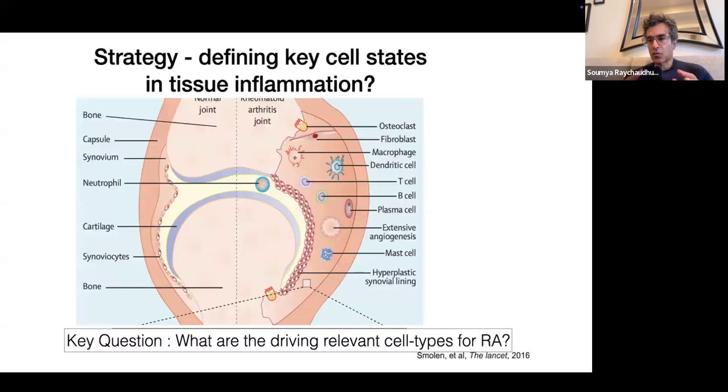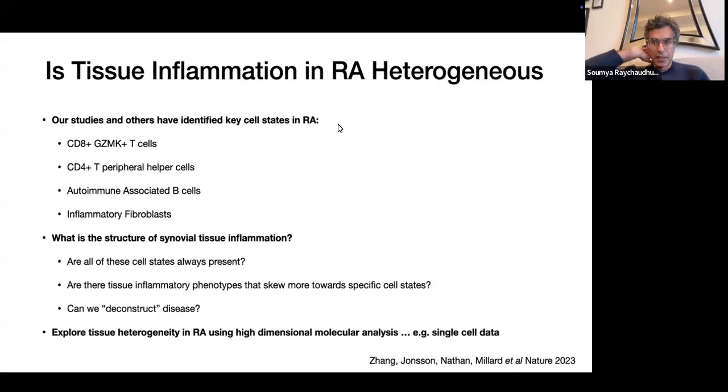So as I mentioned, in rheumatoid arthritis, this is a joint, and you can see the most inflamed area here is the synovial tissue, which is filled with immune cells, changed tissue cells, fibroblasts. So we want to know what's going on. And one of the key questions that we're interested in is, is all RA the same, or are there differences?